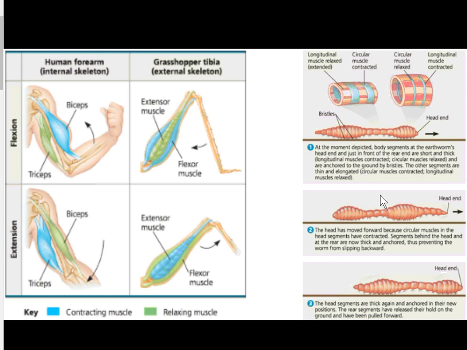With things like segmented worms, you have a hydroskeleton. It's not a bone or exoskeleton. It's fluid, and muscle pushing and pulling against these fluid tubes allows them to move.